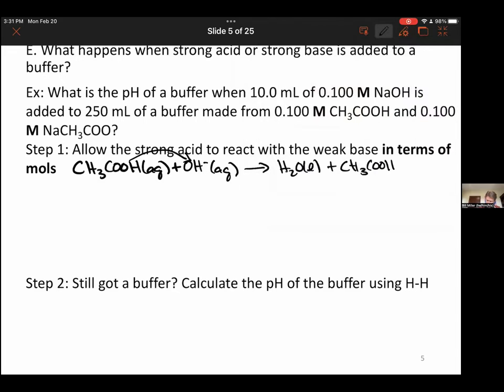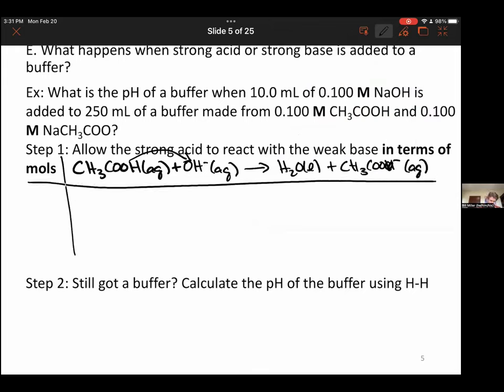All right, that's just going to be a minus. All right, and this is a mole ice table. And it's going to go to completion, but let's see how many moles we start with. So we've got our same buffer that we had before. So we've got 0.0250 moles of both our weak acid and our conjugate weak base.